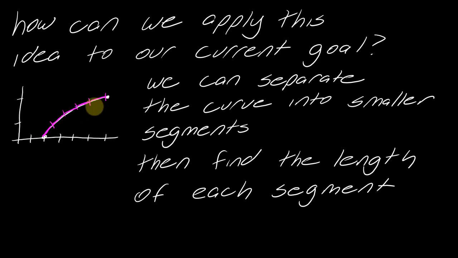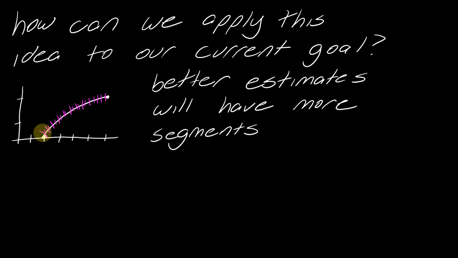And of course we know that this many line segments maybe won't be the greatest estimate for the curve, right? Because this thing is curved and these lines are straight. So to get a better estimate, of course, we would want to continue to chop this line up into all these tiny little line segments, and so better estimates will have more segments.